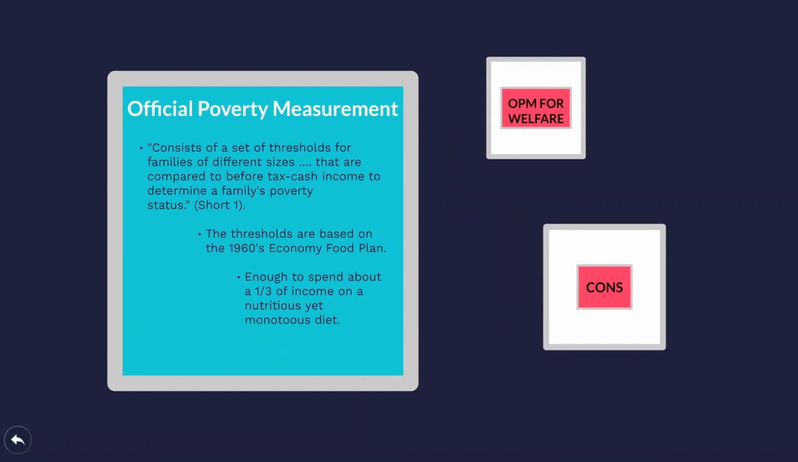The official poverty measurement used by the United States consists of a set of thresholds for families of different sizes that are compared to before tax cash income to determine a family's poverty status. This can be found in Short 1.